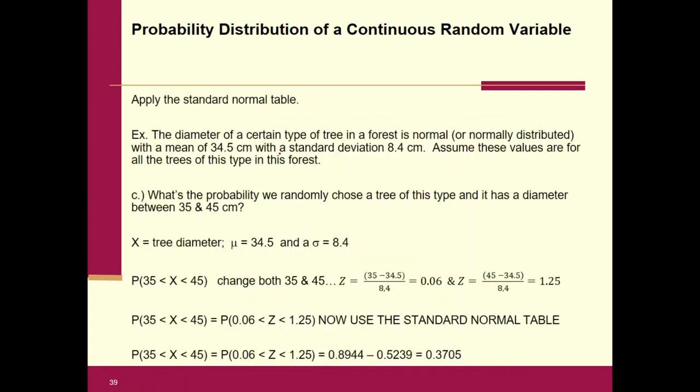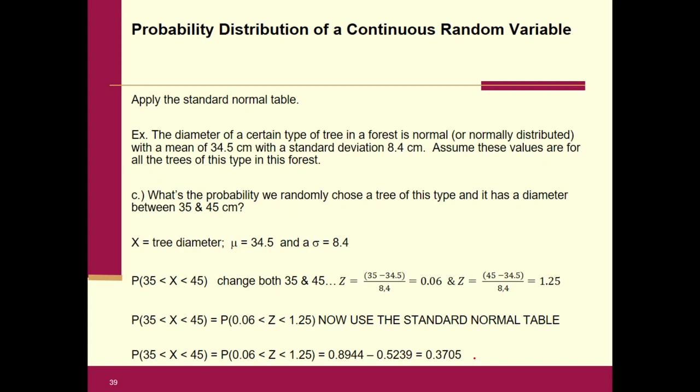So we're going to apply the standard normal table. Alright, and so notice those are the numbers that we looked up before. We had 0.8944 minus 0.5239, and I got an answer of 0.3705. 0.3705. Okay? So that was the third example.